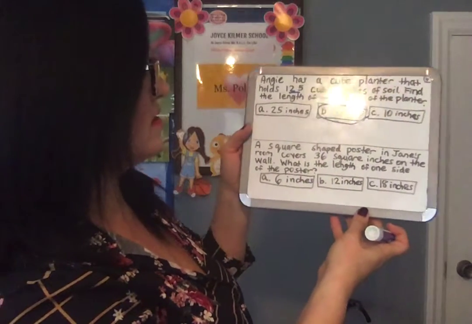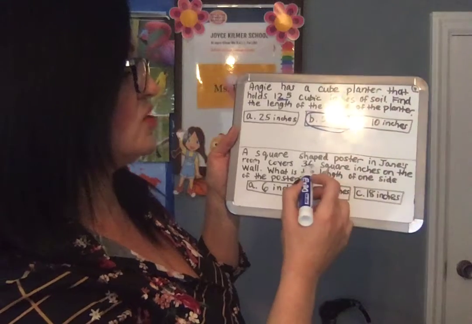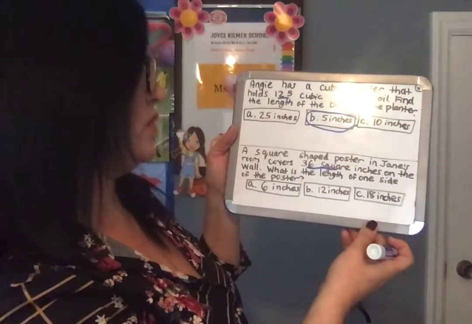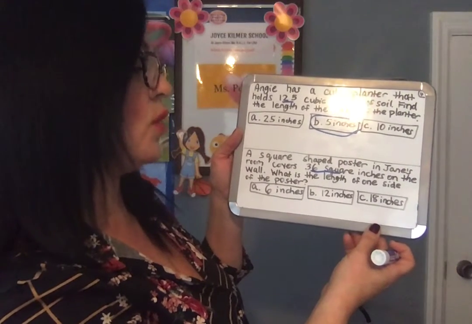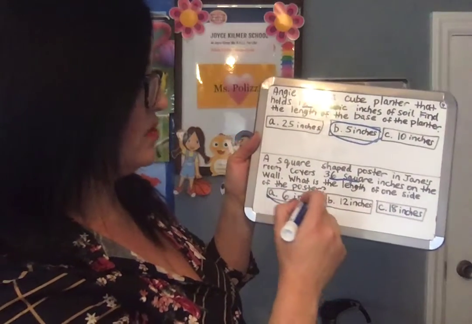The last one says a square-shaped poster in Jane's room covers 36 square inches on the wall. What is the length of one side of the poster? So we're looking for a square, so a number times itself would give us 36. Well, that would be 6 inches, okay?